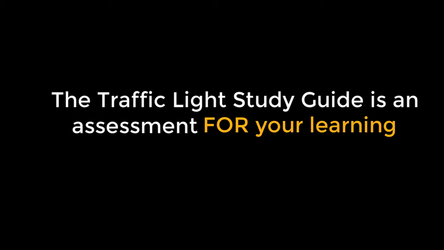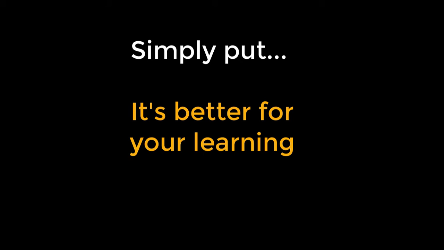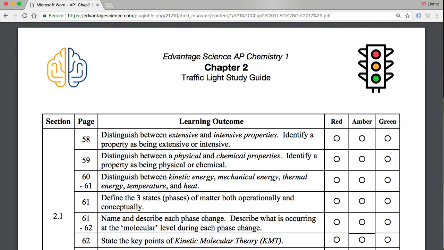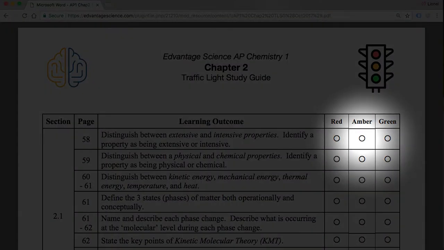Now, this is different than the type of assessment you're probably used to having, which is the assessment of your learning. This type of assessment is anything that you get a grade for. On the screen are some learning outcomes from Chapter 2, and notice there are 3 circles beside each. The circles are designated as red, amber, and green, just like a traffic light.